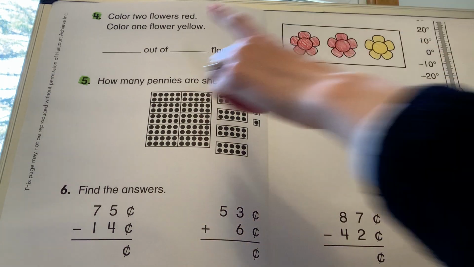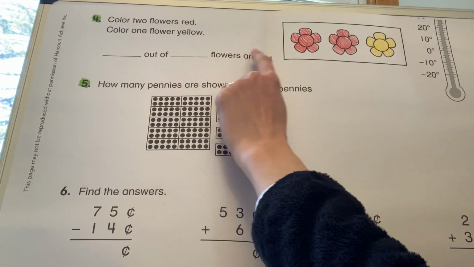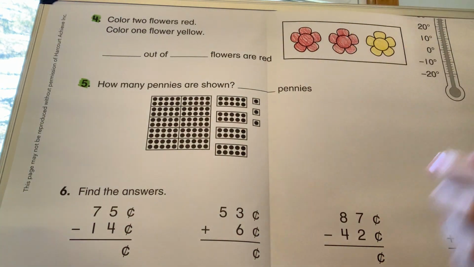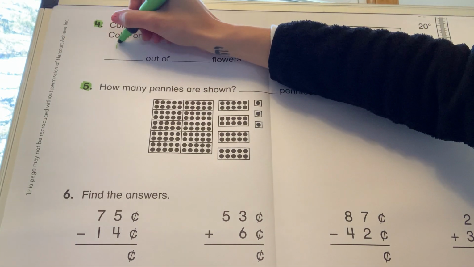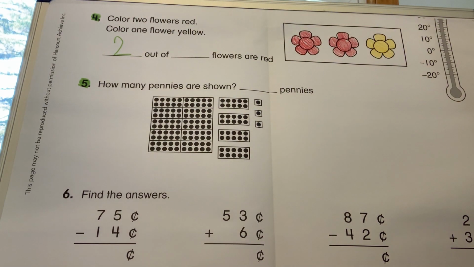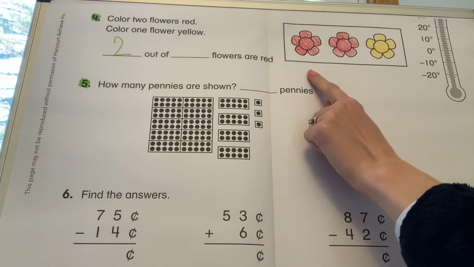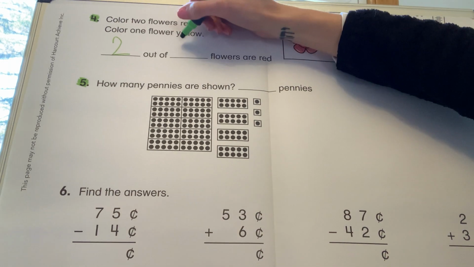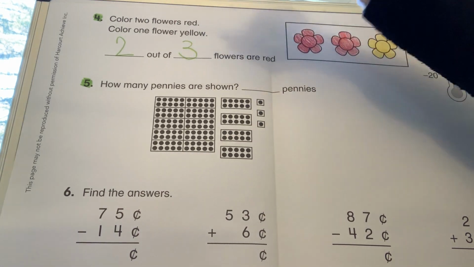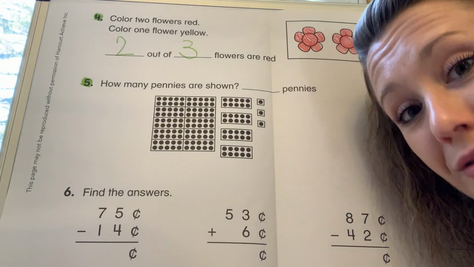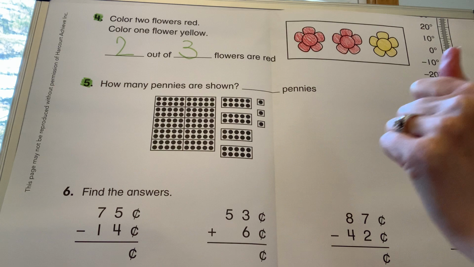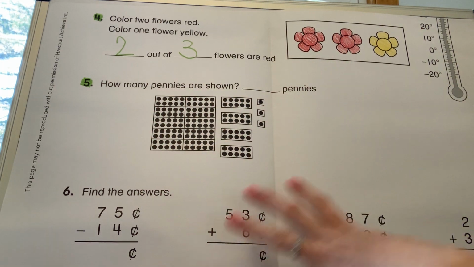It says blank out of blank flowers are red. So you want to know how many are red. How many red flowers do you see? 2. Yep, so we're going to write the number 2. 2 out of how many? How many are there all together? Count with me. Ready? Go. 1, 2, 3. So 2 out of 3 flowers are red. 2 of the 3 are red. Just like, remember, I used those peanut M&Ms. I'm going to do 5 with you, and then you're going to finish the rest with your mom.